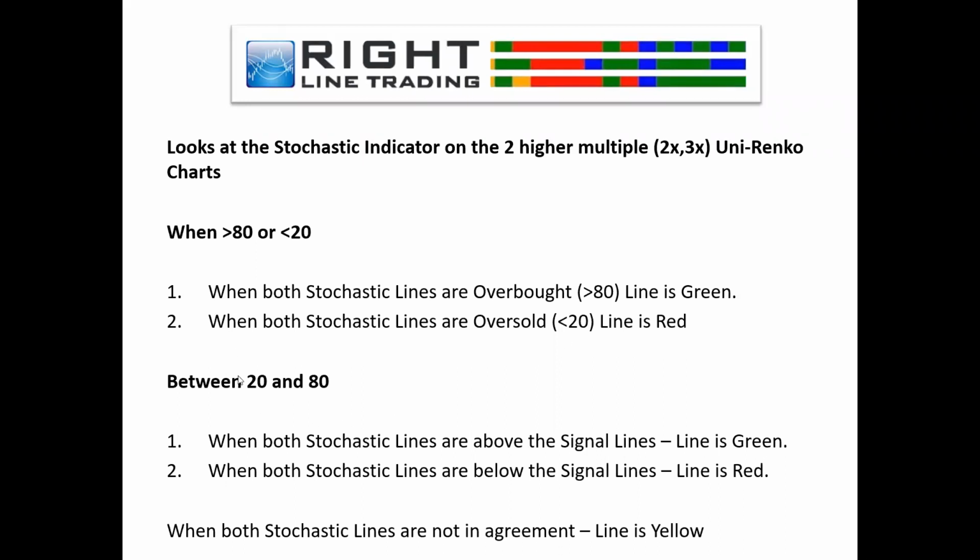Now, when stochastic is between 20 and 80, the line is going to be determined by whether the stochastic line is above the signal line or below the signal line. If it's above the signal line and accelerating away, our stochastic assessment is green. If it's below the signal line and accelerating away, the line is red. And when both stochastic lines are not in agreement, then the line is yellow and we don't trade.